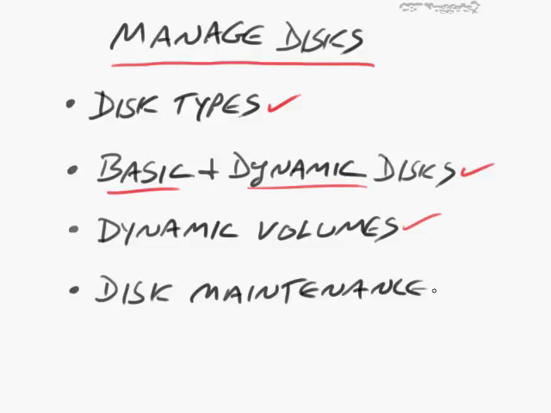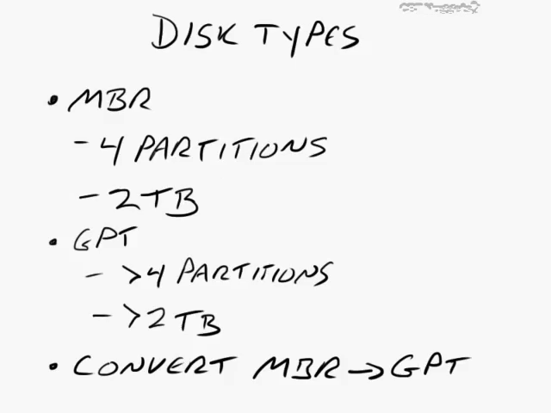Also, we'll take a look at disk maintenance, and particularly things such as checking your disk for errors, cleaning up files that you don't need anymore, and defragmentation. As well as how to handle removable storage devices such as USB flash drives. Alright, let's take a look first of all at the disk types you can use in Windows 7. By the way, these are all true of also Windows Vista and Windows Server 2008.